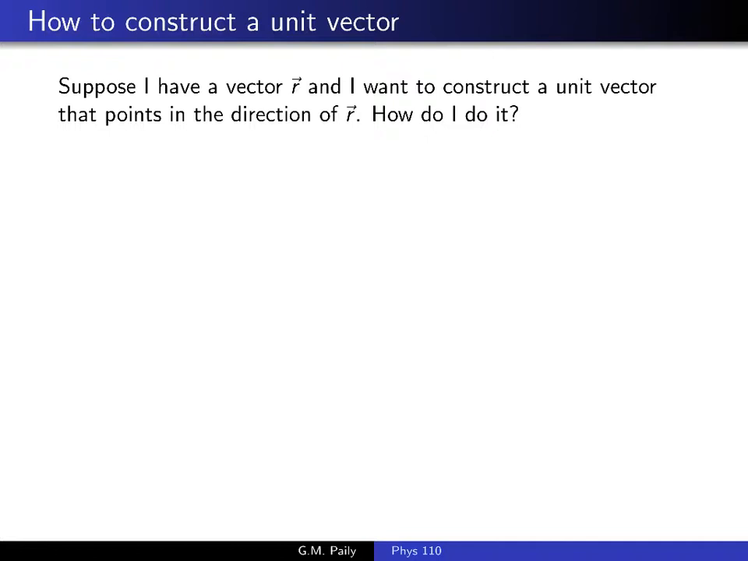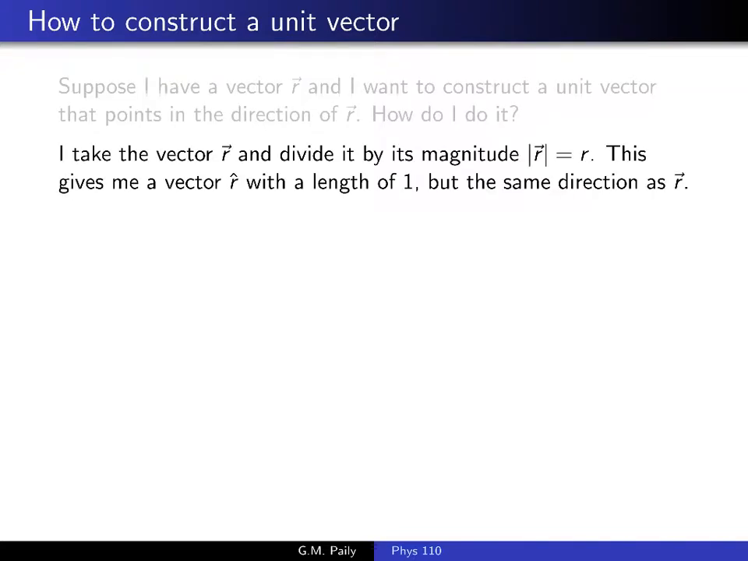So, supposing I have a vector r, and I want to construct a unit vector that has the same direction as r, but obviously has magnitude 1. How do I do it? What I must do is, since r has the correct direction, I simply need to scale it until it has the correct length. So I take the vector r and divide it by its magnitude.